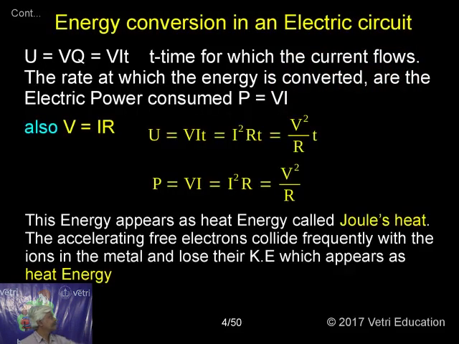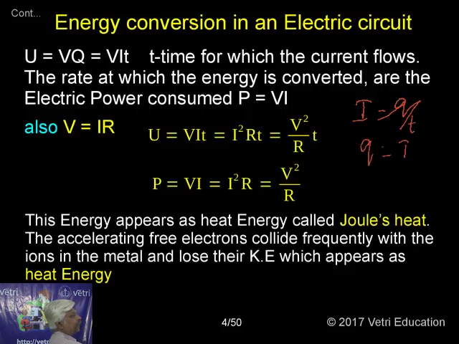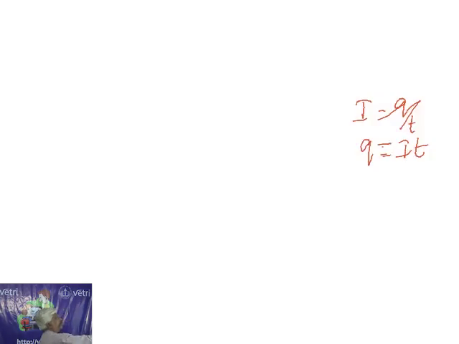So, U is equal to VQ. You know, we have just shown. But according to the definition of the unit, what is the current value? I is equal to Q by T. Therefore, Q is equal to I into T. Therefore, this Q can be replaced by IT. So instead of VQ, the energy formula is VIT. That is a thing you have to understand, because the energy U or E we can take as VIT.